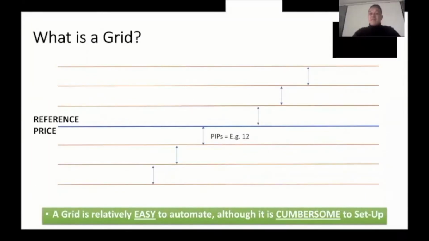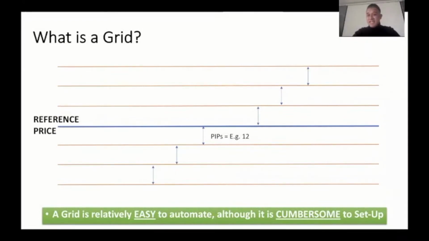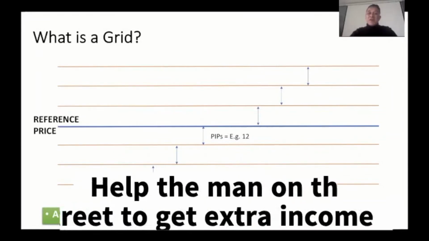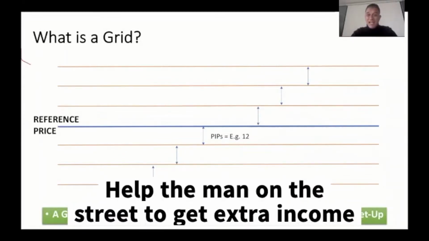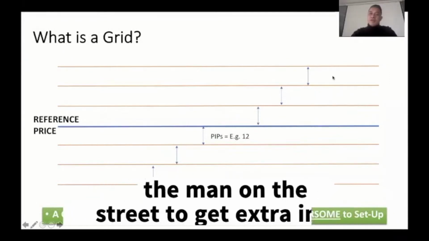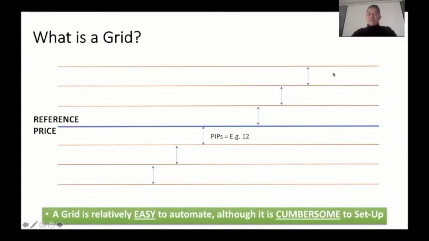So the basic of a robot, really, is a grid. It's really trading on a grid. You ask, hey, what is a grid? You need to understand this. I urge you to even try it manually, because I needed to try it manually so that I know how it works, so that when it comes to the actual robot settings, I know what I'm doing. You need to know the fundamentals of robot trading.